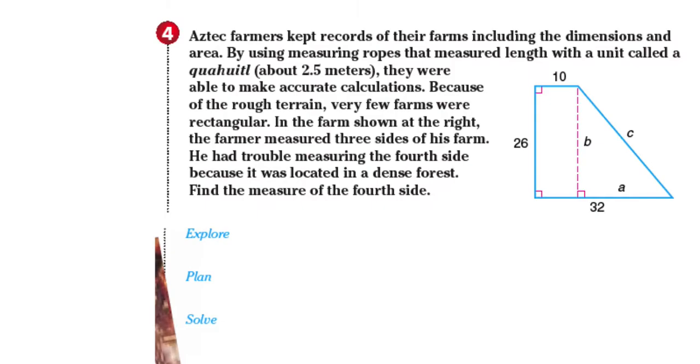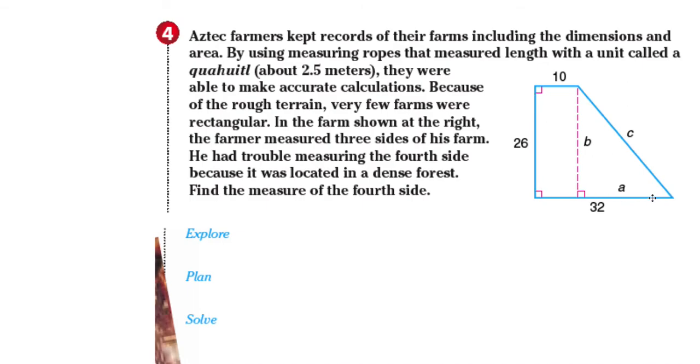So in example number 4, Aztec farmers kept records of their farms, including the dimensions and area, by using measuring ropes that measured length with a unit called a quahuitl. I think that's how you pronounce it. Okay, about 2.5 meters. They were able to make accurate calculations. Because of the rough terrain, very few farms were rectangular. So in the farm shown at the right, the farmer measured 3 sides of the farm. He had trouble measuring the fourth side because it was located in a dense forest. So find the measure of the fourth side.